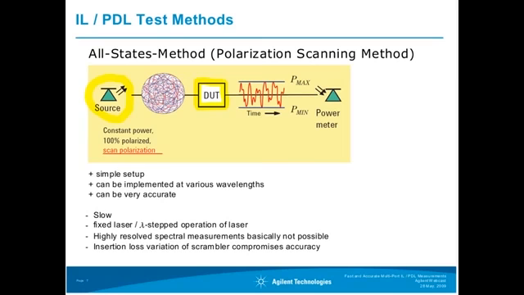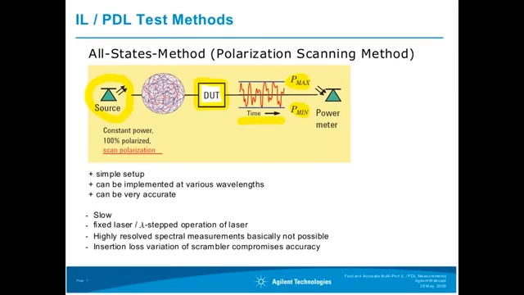As a result, you see power variations on the output side, and by taking the minimum and the maximum power level and taking the ratio, you get the PDL value of that component, the device under test.